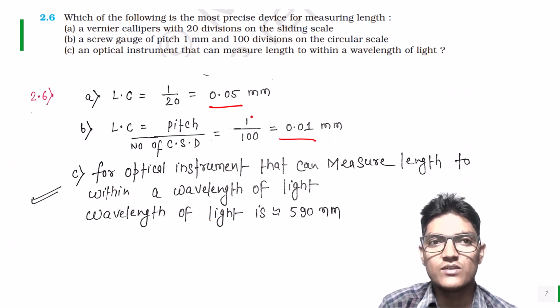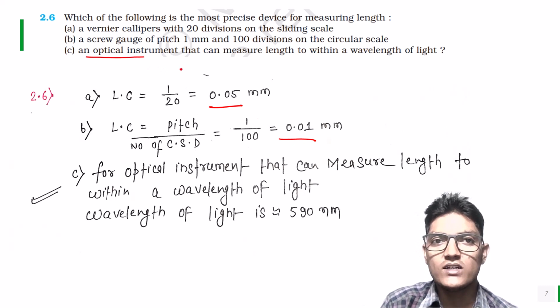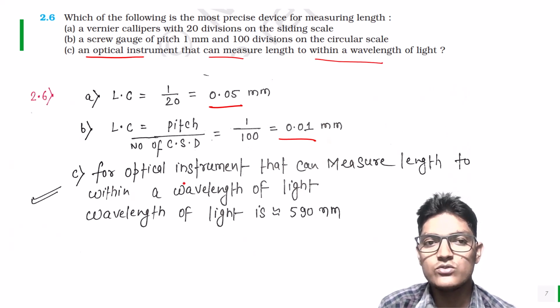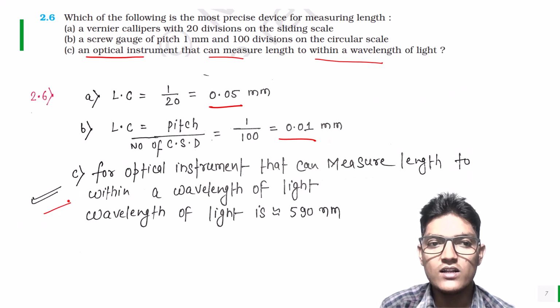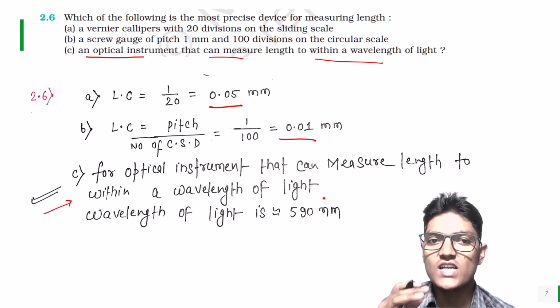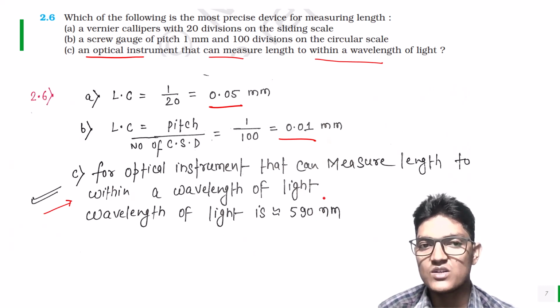और जो सी है, an optical instrument that can measure length to within a wavelength of light. And you know that the optical instrument that can measure length within a wavelength of light, और उसका wavelength कितना होता है? 590 नैनोमीटर के अप्रॉक्स में. सो सबसे ज्यादा एक्यूरेट प्रिसाइज मेजरमेंट हमें ऑप्शन सी से मिलेगा.